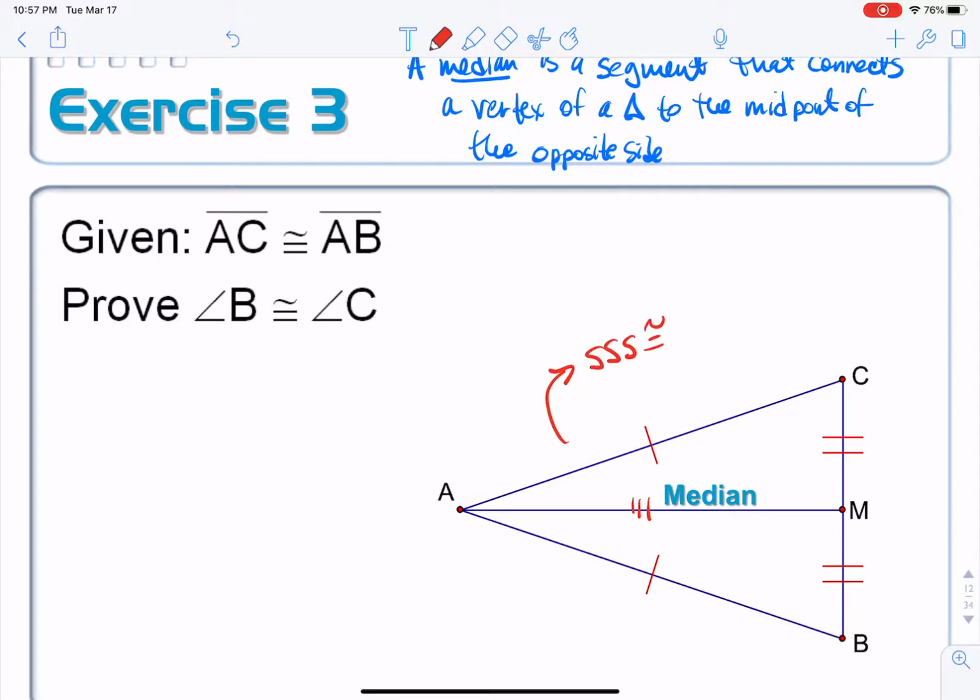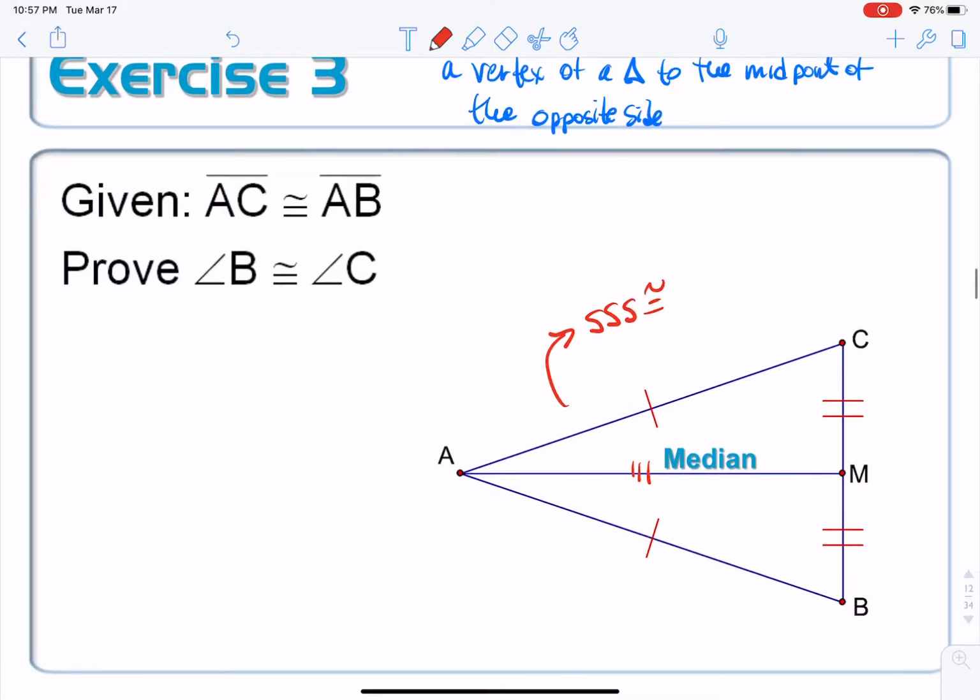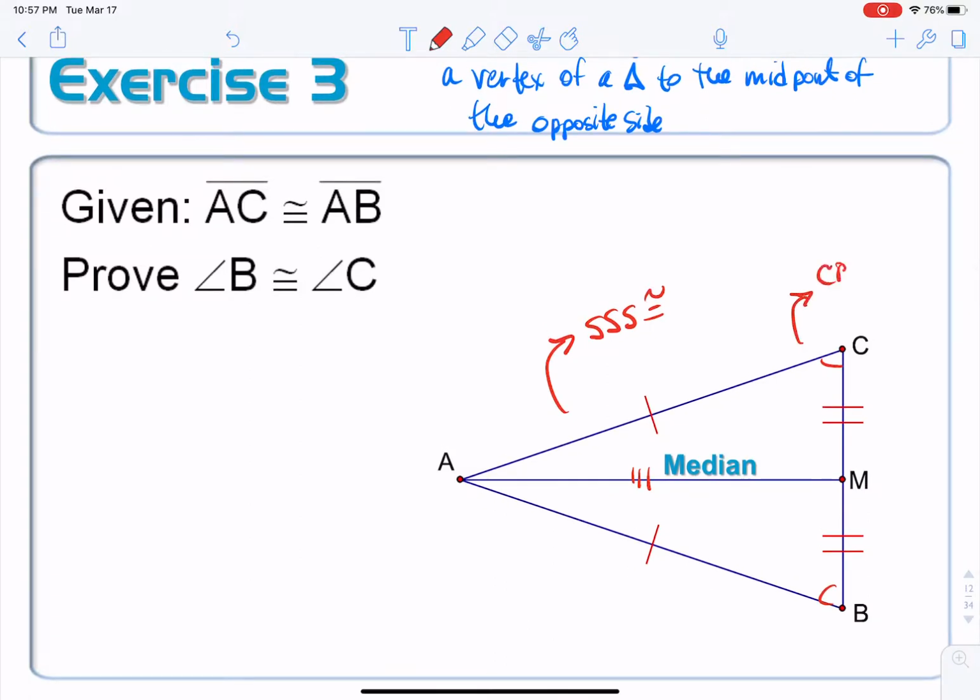And once the triangles are congruent by side, side, side, then we conclude that our two base angles are congruent by CPCTC. Oops, misspelled it. There we go, CPCTC. Well, that's it. That's all we needed.